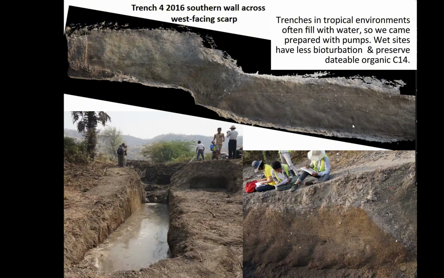And then they go at night and make photomosaics. And then you can see them mapping on their photomosaics. And you can see very beautifully, this is the most recent earthquake fault zone here. And you can see a nice colluvial wedge associated with it here.